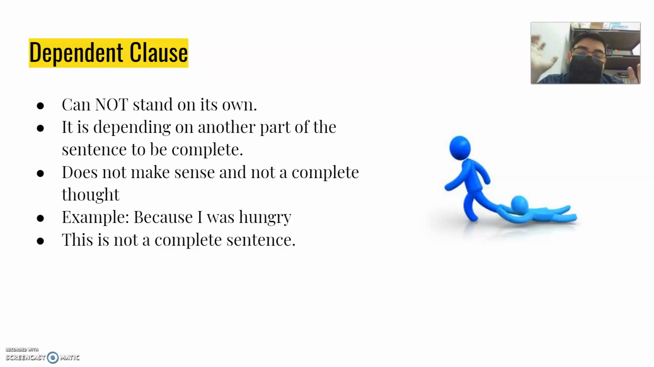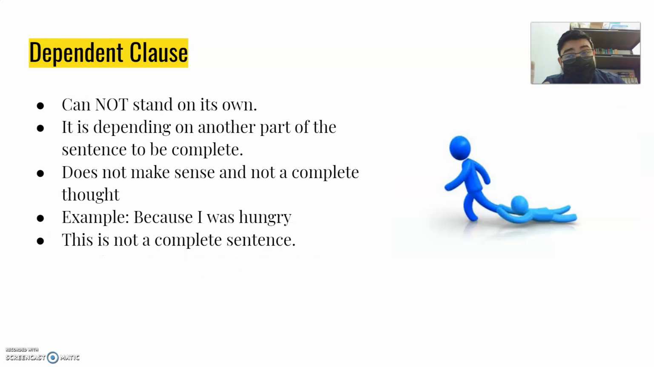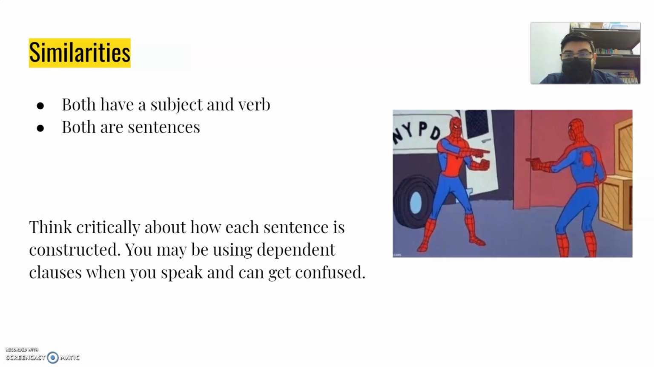But a dependent clause doesn't make sense on its own. It has to be with some sort of independent clause so we can all stand together. They're both similar in that they have a subject and a verb, and both are sentences. Dependent clauses aren't good sentences, but they're sentences. In "because I was hungry," I is the subject, was would be the verb, right? But it still doesn't make sense. You still have to attach it somewhere so it can make sense.